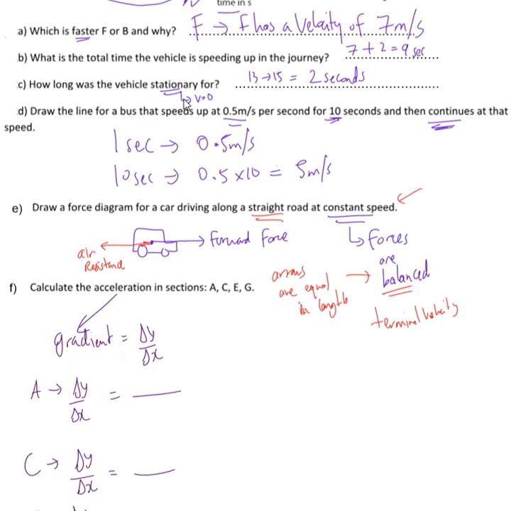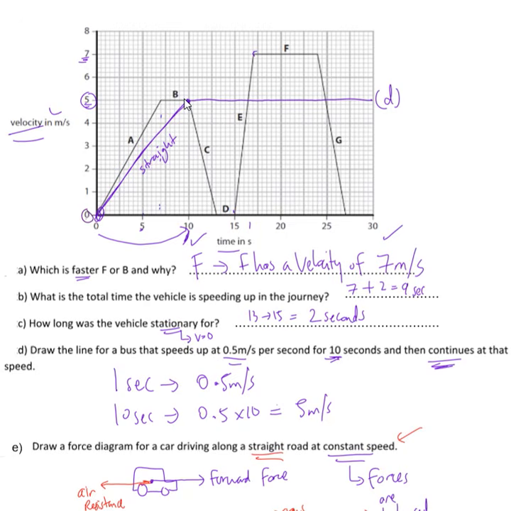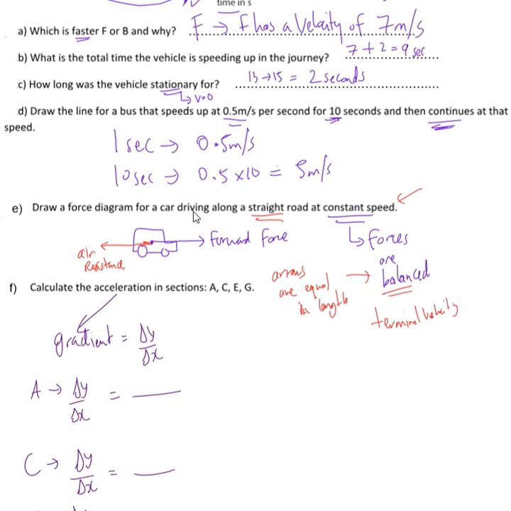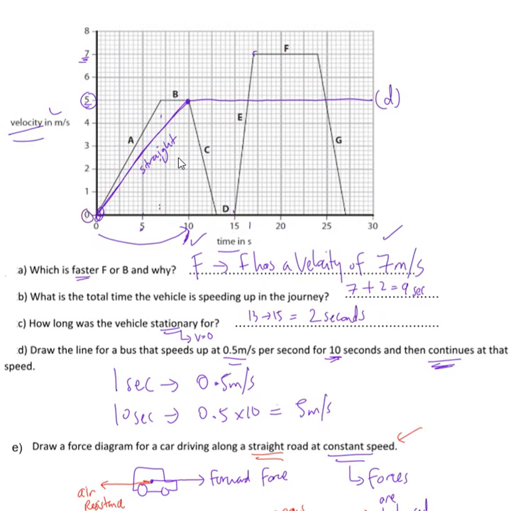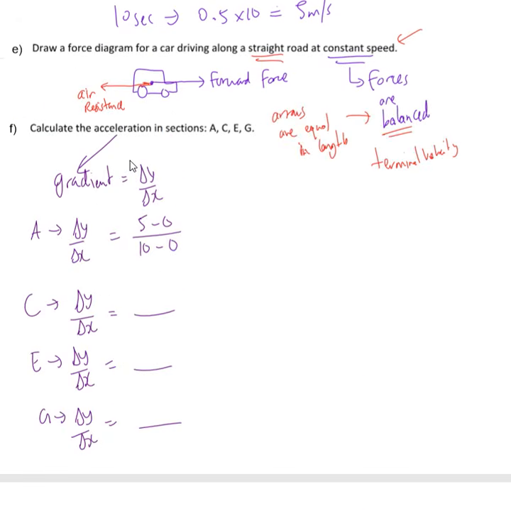Now let's take a look at A. So A, it goes from 0 to 5, so this is going to be 5 take away 0. And how long does it take? Is it 10 seconds? Let me just check. No, actually it's from here. So this is 7. Okay, so I need to fix this up, so therefore the answer for this one is going to be 0.71 meters per second squared. Now, you get 2 marks, 1, 2, because when you show me this, this is the gradient, because you show me that you are doing the change in y over change in x.